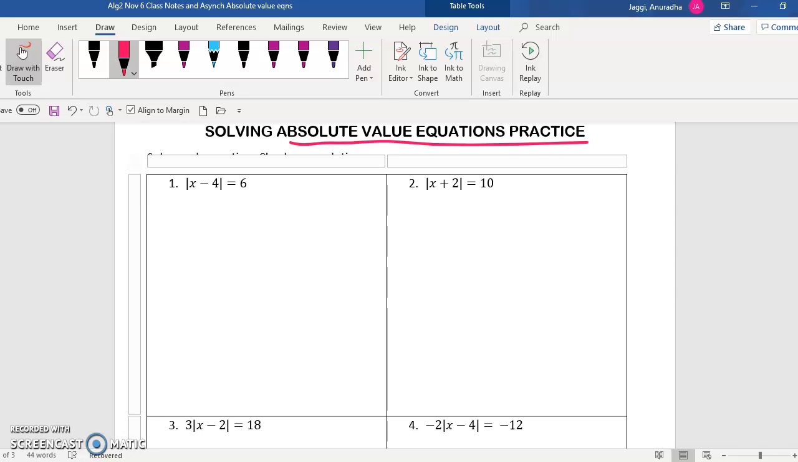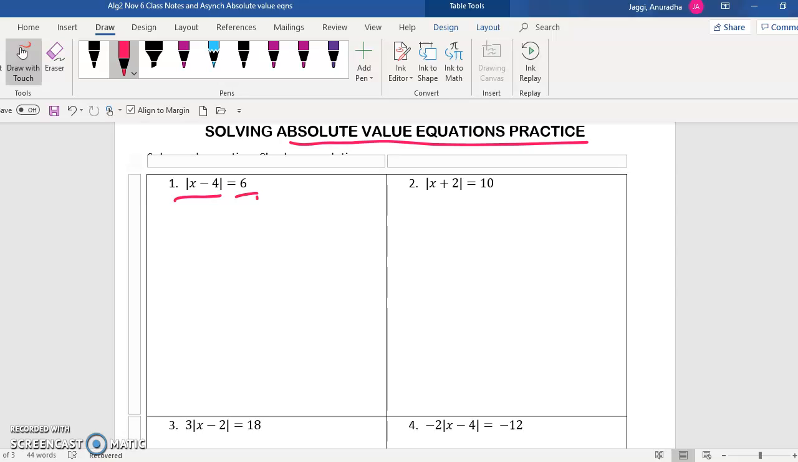First step is to check whether the left hand side of the equation has only absolute value, nothing added or multiplied outside the absolute value sign. Second step is to check whether the right hand side is positive or not. If it is not positive, we will show you examples of what to do in that situation. But here, check one, the left hand side is only absolute value and the right hand side is positive.